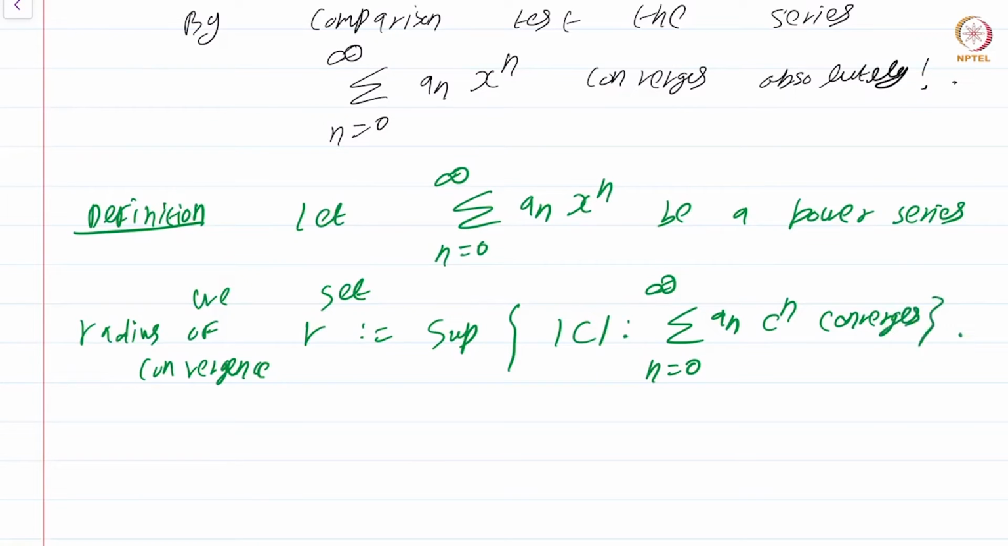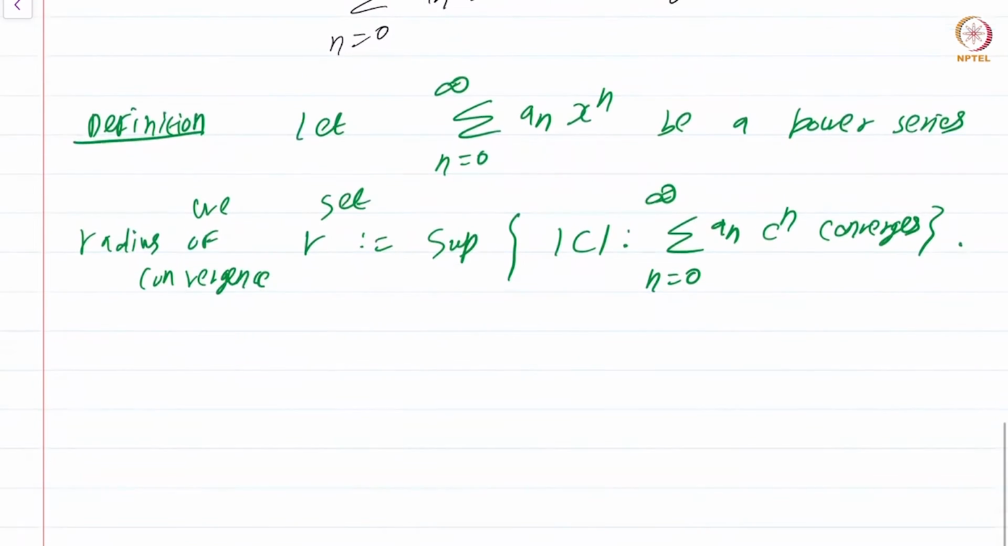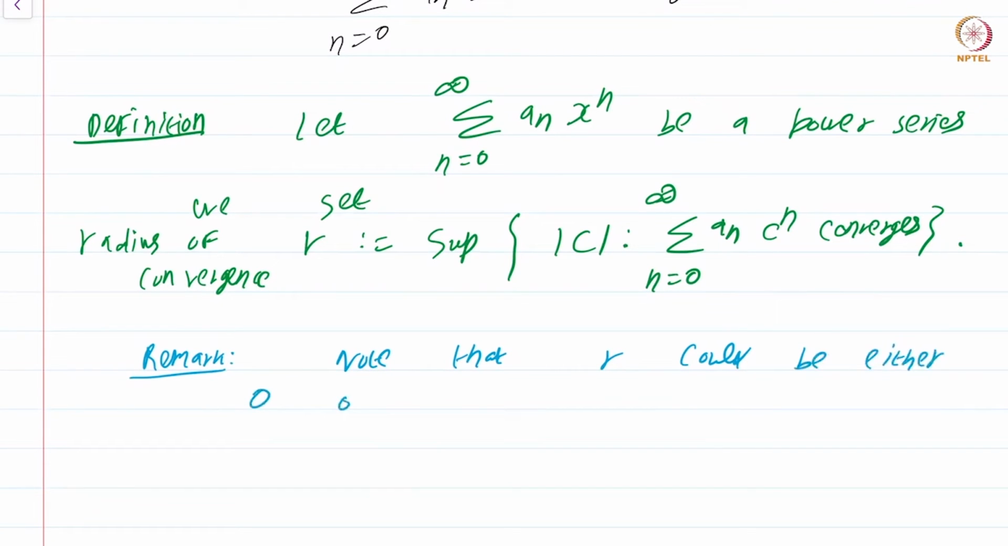Okay. So you look at all the points where the series an C power n converges and take the supremum. Note that, let me write it as a remark, R could be either 0 or plus infinity. Both possibilities can happen.